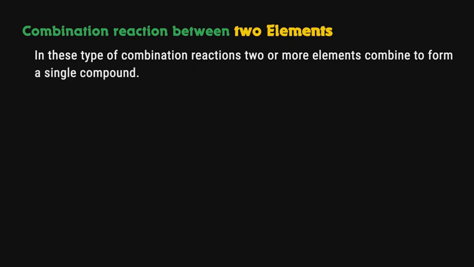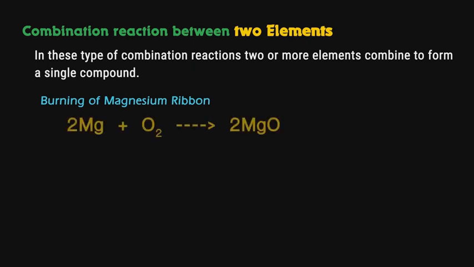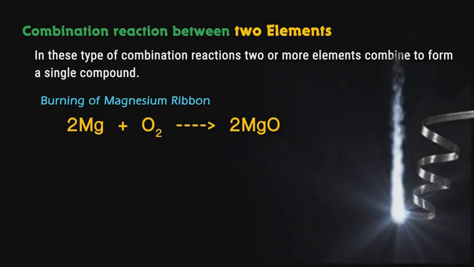Here are some examples for you. The first one you can see here is the burning of magnesium ribbon. You can say the oxidation of magnesium ribbon. When a magnesium ribbon burns in air, that produces a dazzling flame with production of heat and light, and that reaction can be represented by magnesium plus oxygen gives magnesium oxide.